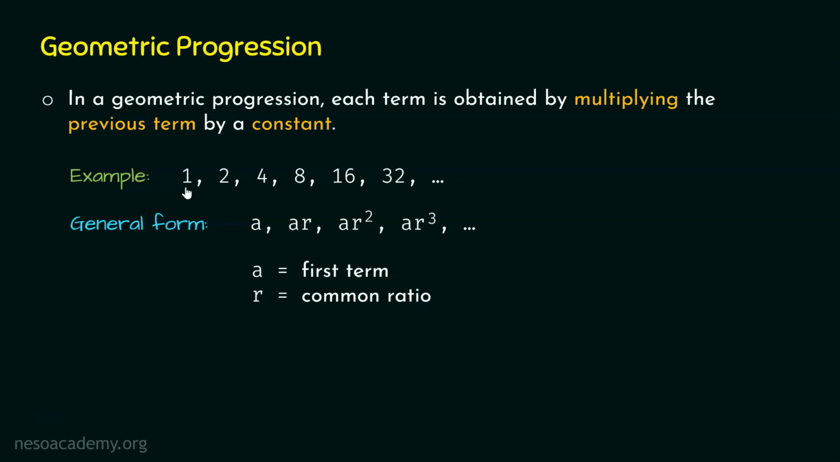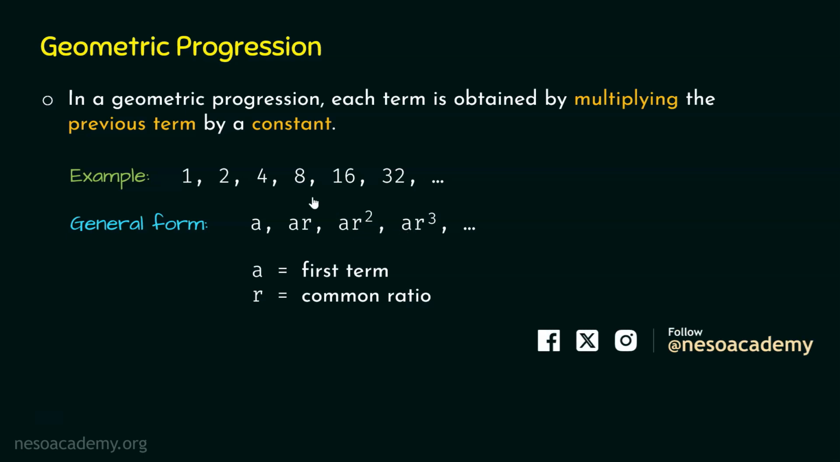If we multiply 1 by 2, we will get 2 as the result, which represents the second term. So the second term is ar because it is obtained after multiplying a by r. Similarly, the third term is ar square because it is obtained after multiplying ar, which is the second term, by the common ratio r. ar times r is equal to ar square. So ar square is the third term of the geometric progression. Similarly, the fourth term is ar cube because it is obtained after multiplying ar square by r.